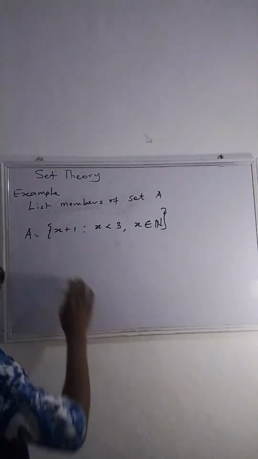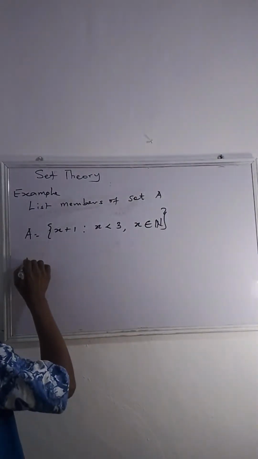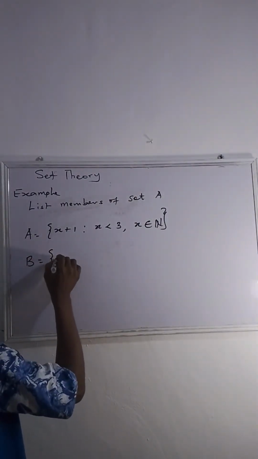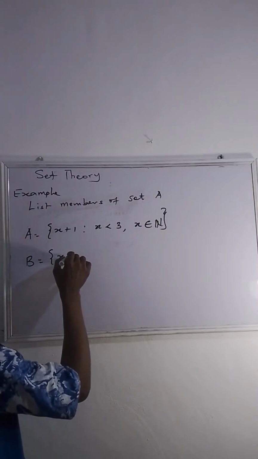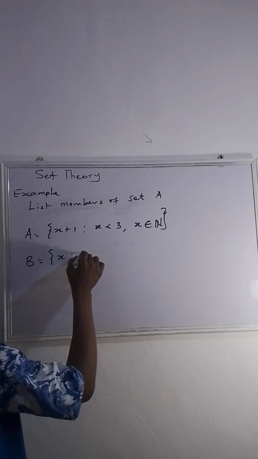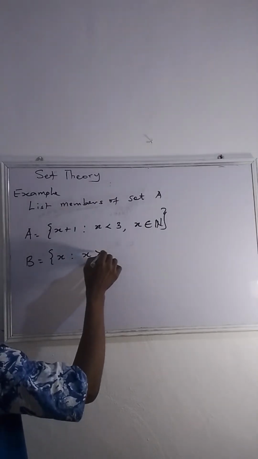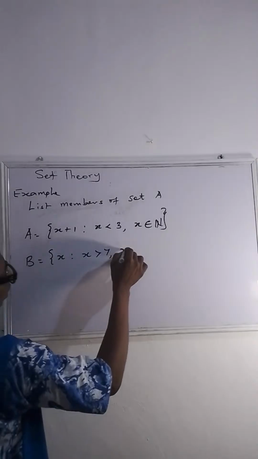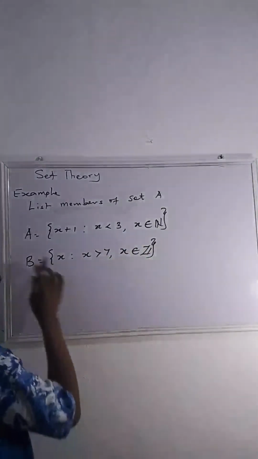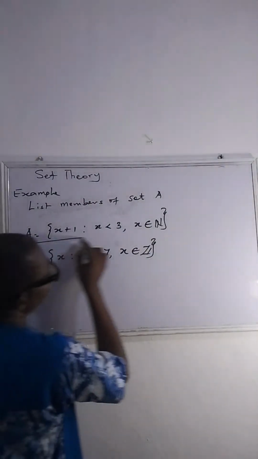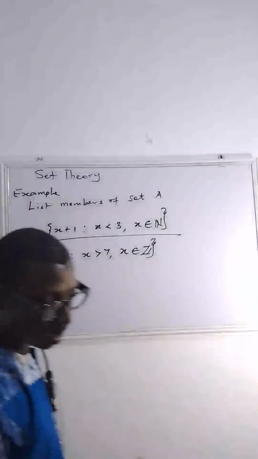So can you list this one? And I'm giving you another one. We have this x, such that x is greater than 7 and x is contained in. Now let's do these two. Let's first attempt this first one and let me have your answer.